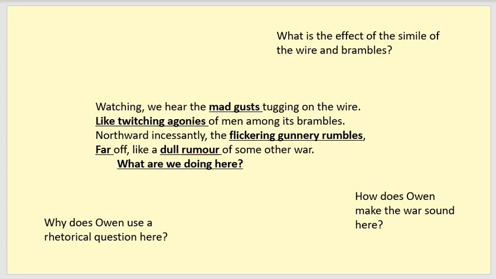Next stanza. Watching we hear the mad gust tugging on the wire, like twitching agonies of men among its brambles. Northward incessantly the flickering gunnery rumbles, far off like a dull rumour of some other war. What are we doing here? And you've got another simile here, like twitching agonies of men, and the wind is personified. It creates quite a disturbing idea, but it also reveals the psychological state of the soldiers at this point too.